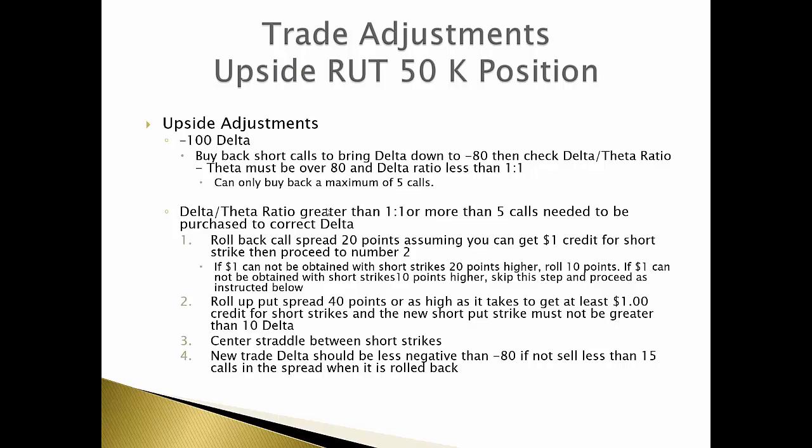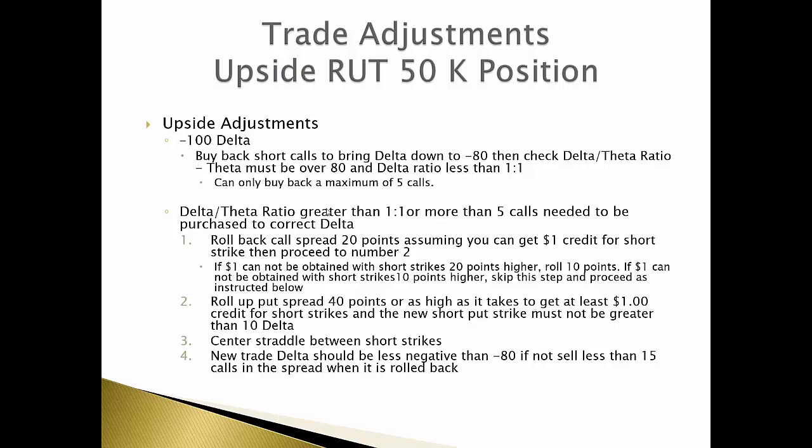What I'm going to do is I'm going to take the call spread off. I'm going to roll it back 20 points. And that's assuming I can get $1 credit for the short strike, and then I'm going to proceed to number 2. I'll roll up the put spread 40 points, or as high as it takes to get at least $1 credit for the short strikes, and the new short put strike must not be greater than 10 delta. So a normal rollback would be rolling the calls back 20, rolling the puts up 40, and then taking the center straddle and just centering it between the strikes.